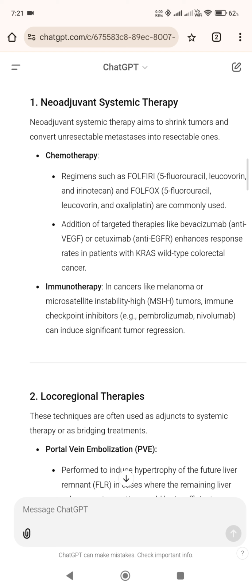Immunotherapy. In cancers like melanoma or microsatellite instability-high (MSI-H) tumors, immune checkpoint inhibitors, e.g. pembrolizumab, nivolumab, can induce significant tumor regression.